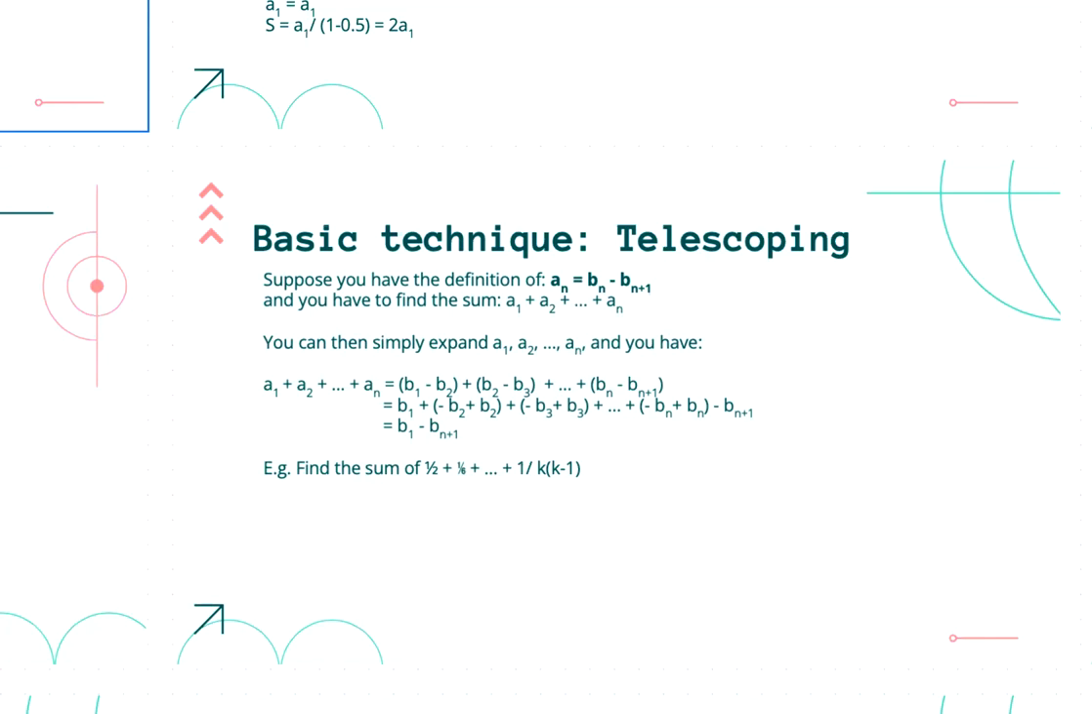Then all you actually have to do is expand. So a1 equals b1 minus b2, right? And then a2 equals b2 minus b3.